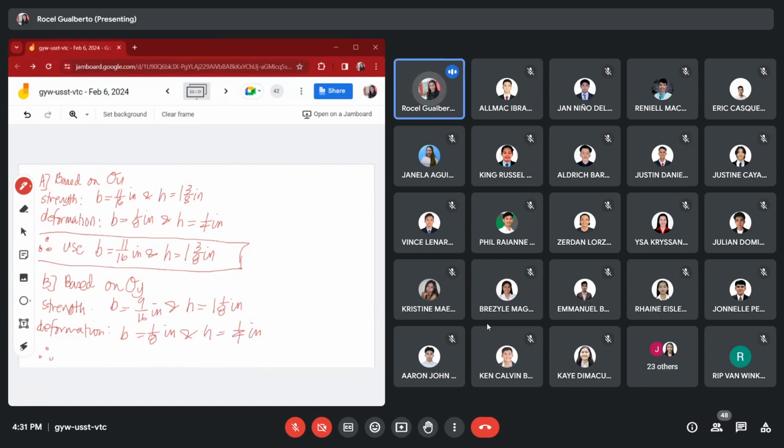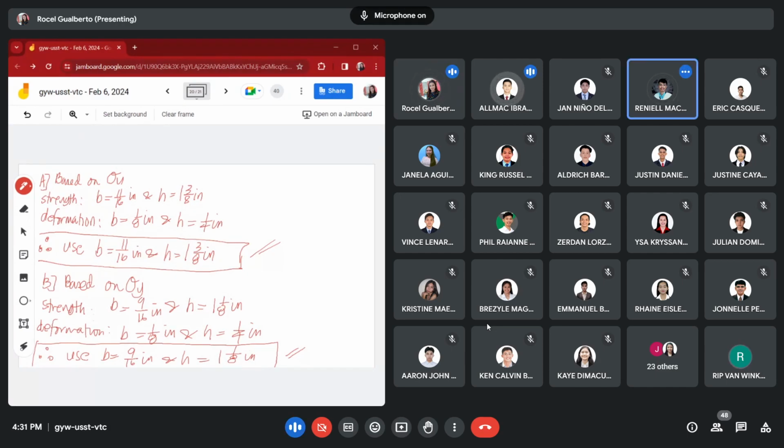So, therefore, what would be our answer? Again, we make use of the bigger values. So, alin po yung pipiliin natin? b is 9/16 and h equal to 1 and 1/8 of an inch. So, ito po yung final na gagamitin. So, the dimensions change. Kahit po yung may deformation, yan pa rin po yung pinili natin, galing doon sa strength failure kasi siya po yung nag-yield ng mas malaking dimensions. Nakuha po ba yung sagot?